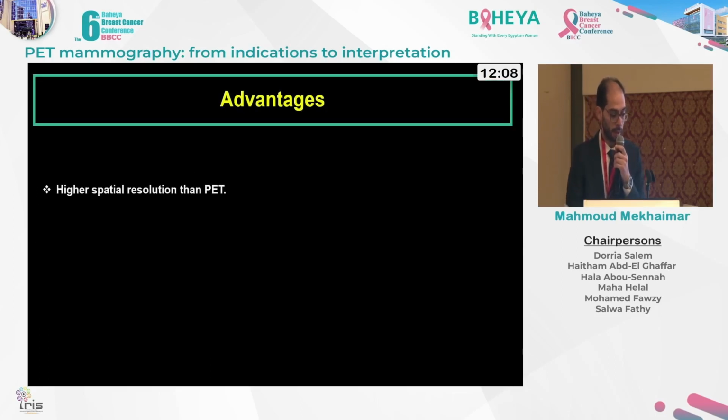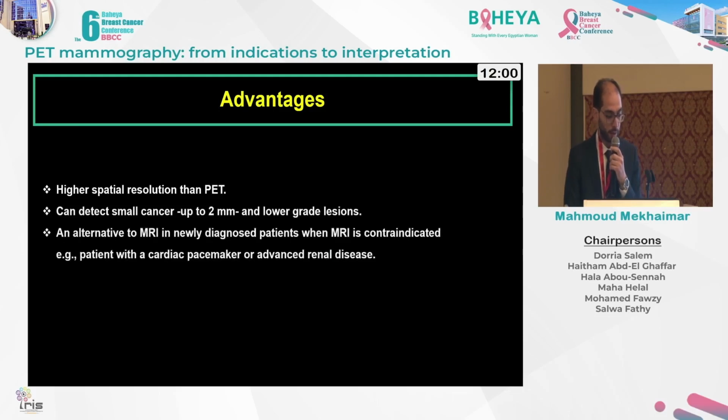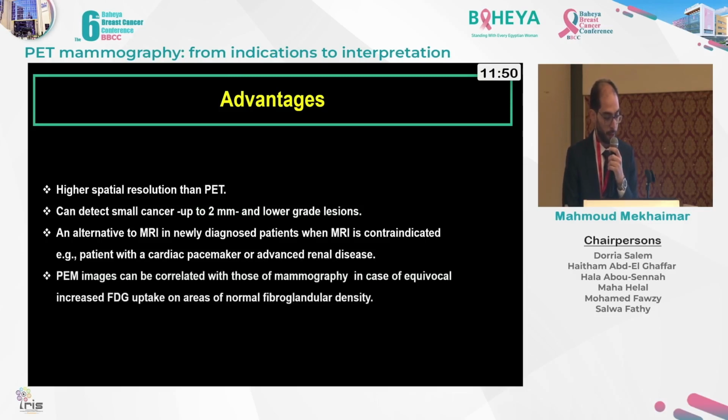Advantages: PEM has higher spatial resolution than PET. It can detect small cancers up to 2 millimeters and lower grade lesions. It is an alternative to MRI in newly diagnosed patients when MRI is contraindicated, as in patients with cardiac pacemaker or advanced renal disease. PEM images can be correlated with those of mammography in case of equivocal increased FDG uptake in areas of normal fibroglandular density. It can also predict tumor aggressiveness.